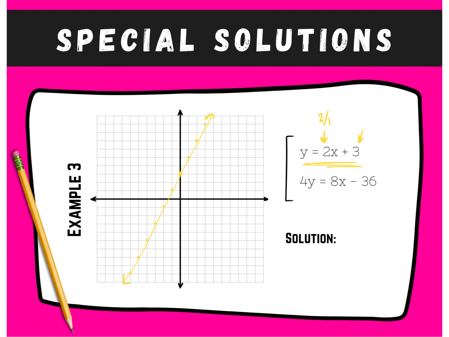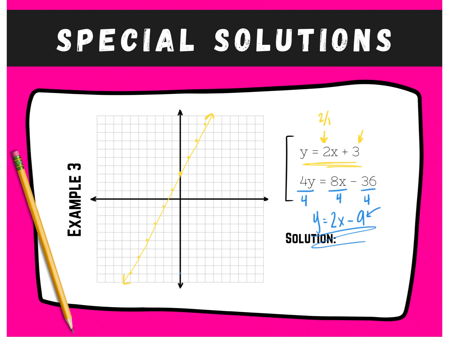This is another example where the second line needs to be manipulated a little bit. So I see that I've got 4y, but I really need just y. So I'll divide by 4. And it's important to remember that you divide every single term by 4. So if you're dividing in an equation, you divide everything. The same goes for multiplication. In this case, 4y divided by 4 is y, 8x divided by 4 is 2x, and 36 divided by 4 is 9.